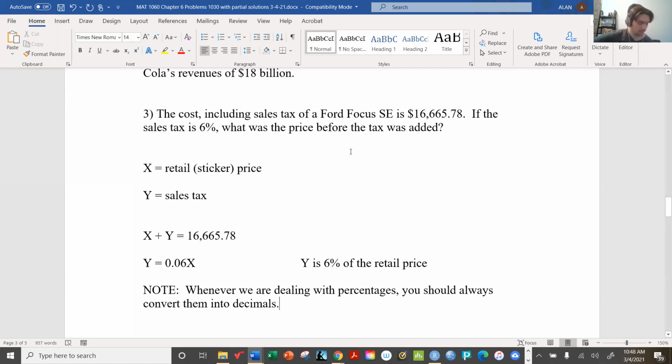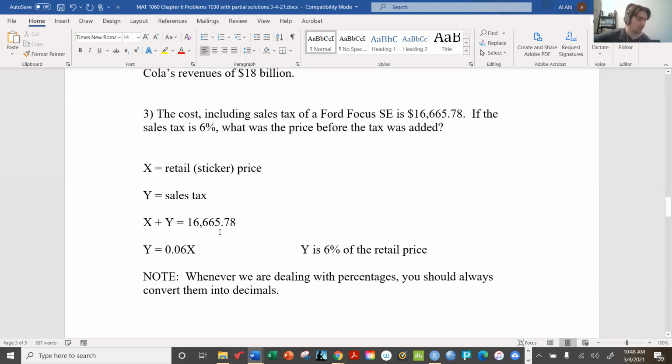Another thing you could do is, if you want to go straight to the answer, you can just multiply by 0.94, because you want to bring it down by 6%, so you'd multiply by 0.94.